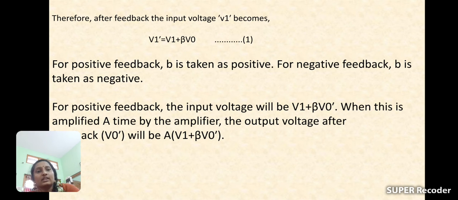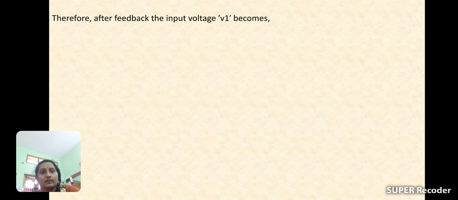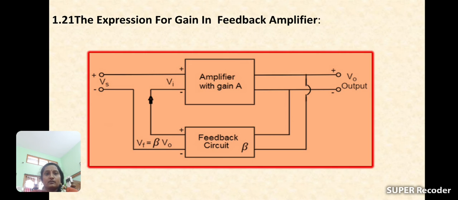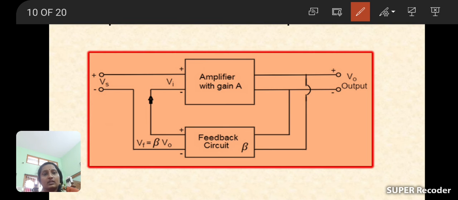See here, for example, our circuit is like this. Gain A is equal to output voltage V naught by V in. Output by input is called gain, so A is equal to V naught by the input voltage V in. So output voltage V naught is equal to what?